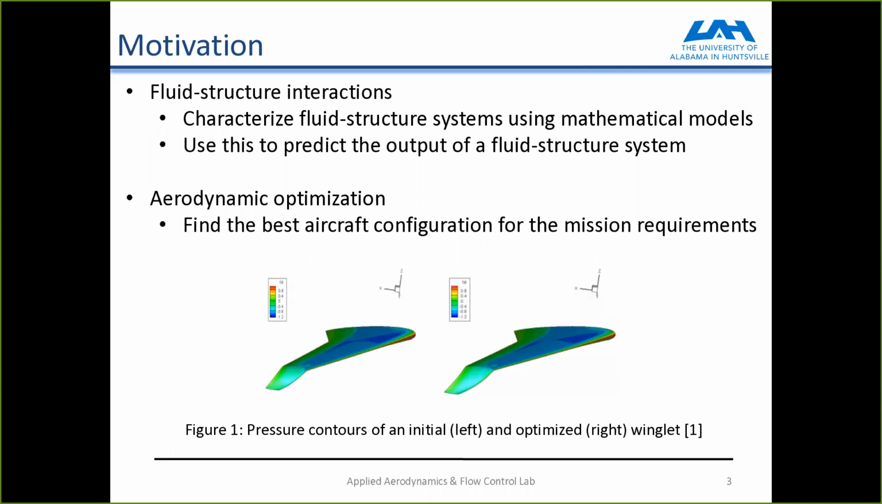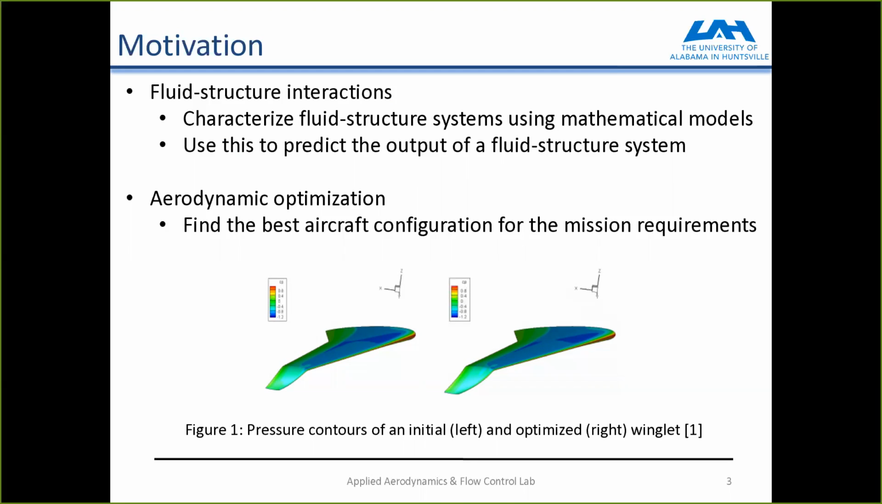So our main motivation for this stems from two things: fluid structure interactions and aerodynamic optimization. These fluid structure interactions are essentially systems where we have a fluid and we have a structure. These structures can be aircraft, it can be a turbine, it can be whatever you want. In our case, it will be an aircraft, and the fluid in our case will be air. So we want to see if we can characterize this system of an aircraft and air using a mathematical model. This mathematical model we want to develop will help us predict the output of the system.